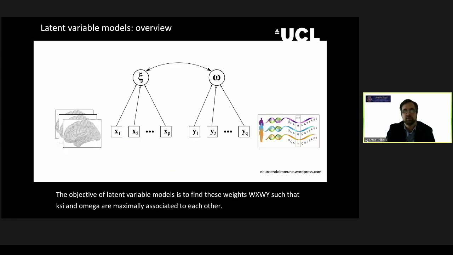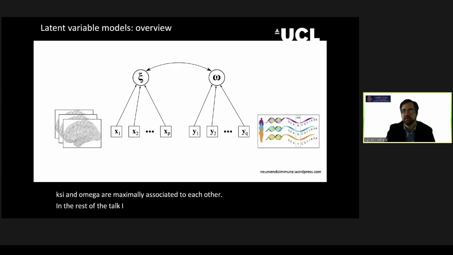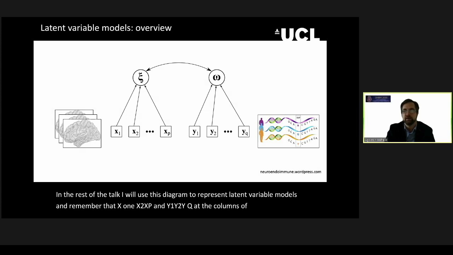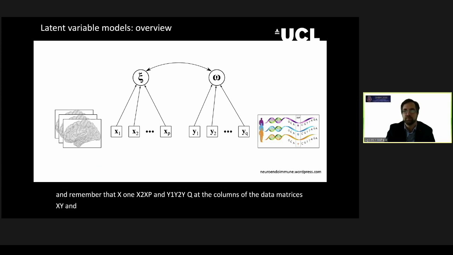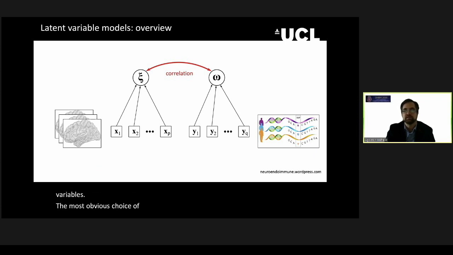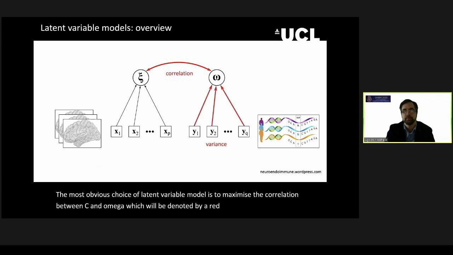In the rest of the talk, I will use this diagram to represent latent variable models. And remember that X1, X2, XP, and Y1, Y2, YQ are the columns of the data matrices X and Y, and they refer to the original variables, whilst Xi and omega are the latent variables. The most obvious choice of latent variable model is to maximize the correlation between Xi and omega, which will be denoted by a red arrow between them.